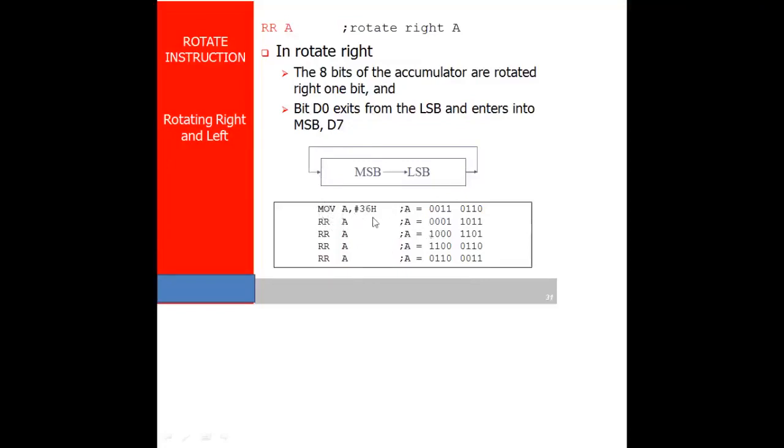MOV A, #36H. So 0 0 1 1, that is 3, and that is 6. After execution of one RRA instruction, the LSB will be placed at the MSB position, and everything will be right shifted by 1. So it will be 1 0 1 1, and after another RRA instruction you can check it, 1 bit will again be shifted to the right hand side and placed inside the accumulator from the left hand side. So this is the RRA, rotate right instruction.